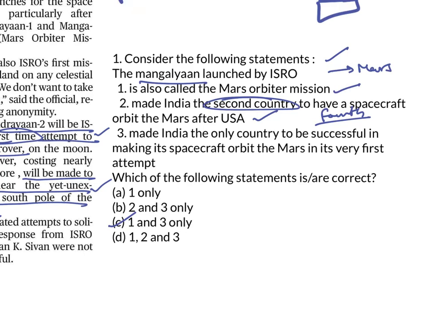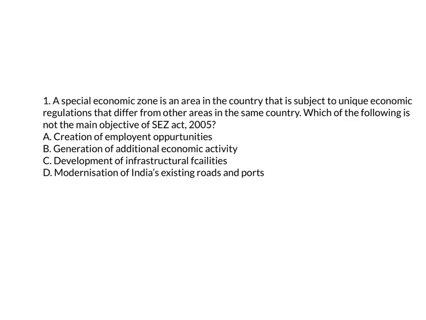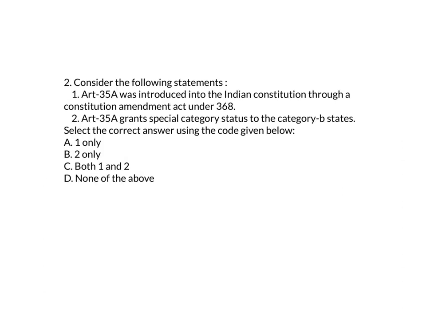If you see any satellite or launch vehicle or mission that is going to launch, you should know its specific features and things like whether India is the first country to launch it or not. Try to answer today's questions. The first question is regarding the SEZ Act of 2005, and the second question is regarding Article 35A. It was introduced into the Indian Constitution through a Constitutional Amendment Act under Article 368, and it was to grant special category status to the category B states.